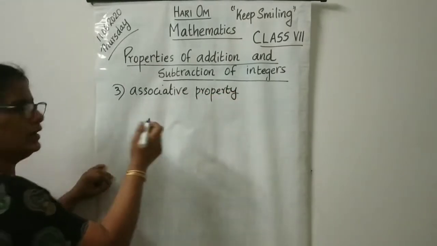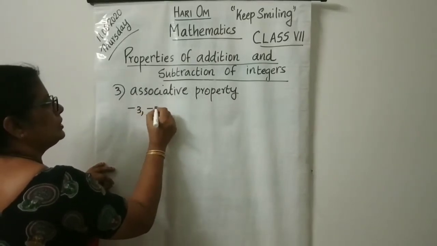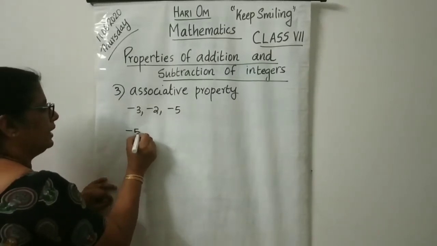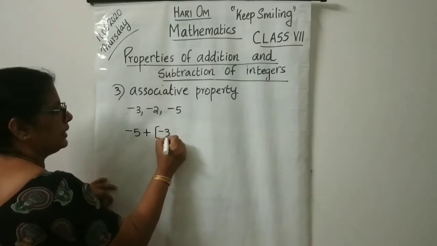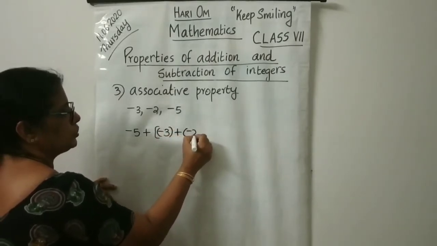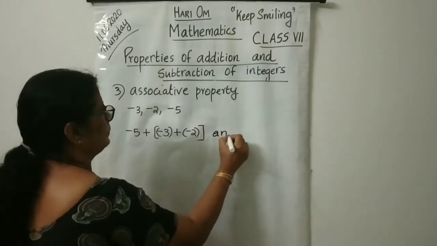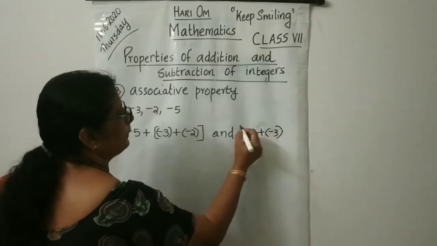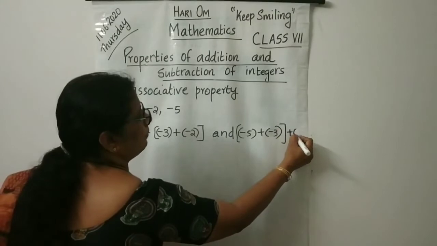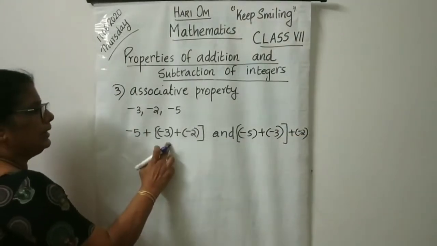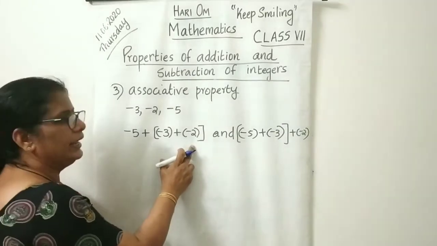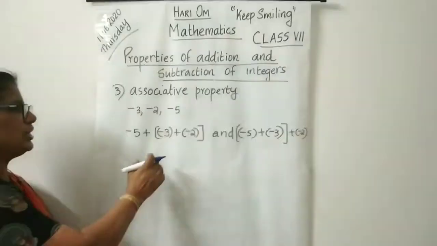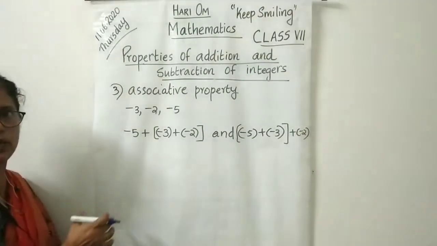Now look here. Minus 3, minus 2, minus 5 are three integers. I am writing like this: minus 5 plus (minus 3 plus minus 2) and (minus 5 plus minus 3) plus minus 2. Here minus 3 and minus 2 are grouped together, and here minus 5 and minus 3 are grouped together. Let us check whether in both cases the answers are equal or not.